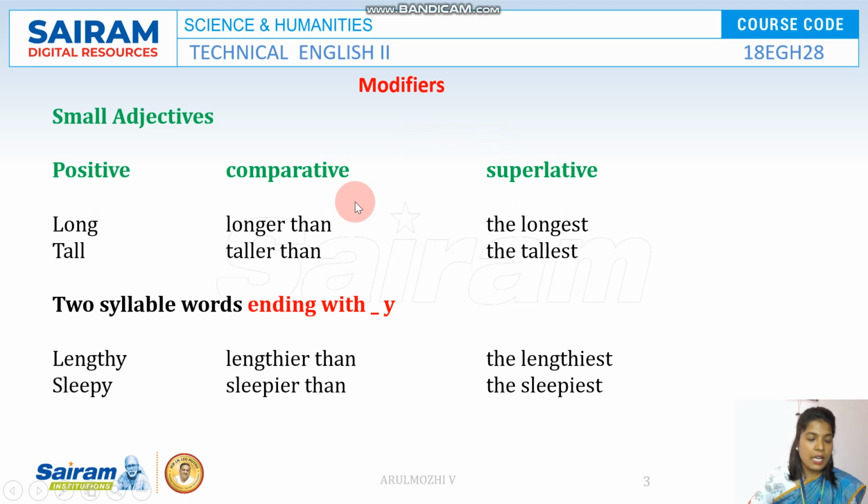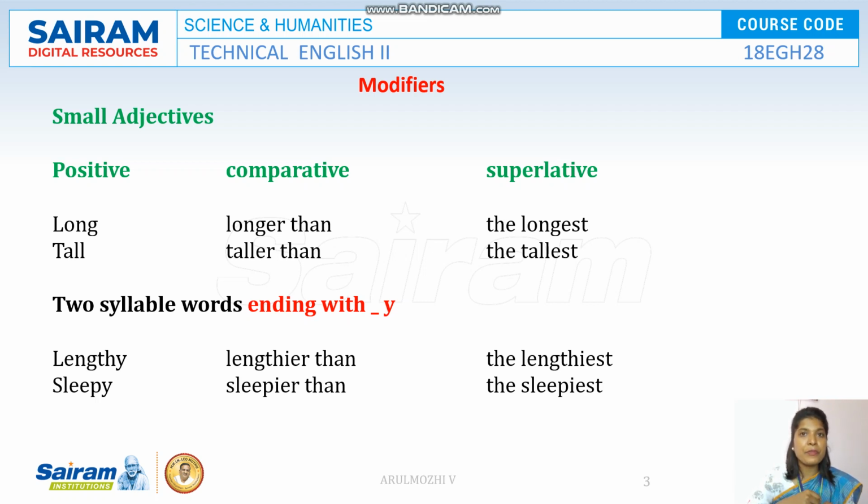First, let's see how adjectives work, how adjectives modify a noun. In adjectives we have smaller adjectives, longer adjectives, and irregular adjectives. Today we are going to focus on smaller adjectives. What are small adjectives? Adjectives describe a noun, or they add some additional information about the noun, or modify the meaning of a noun.